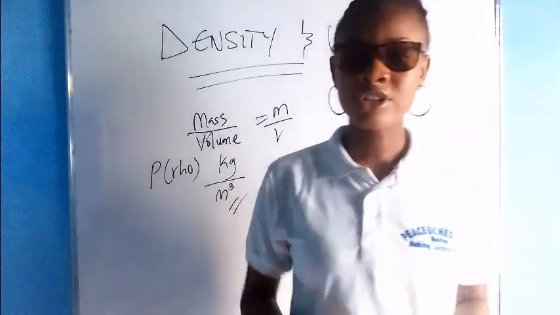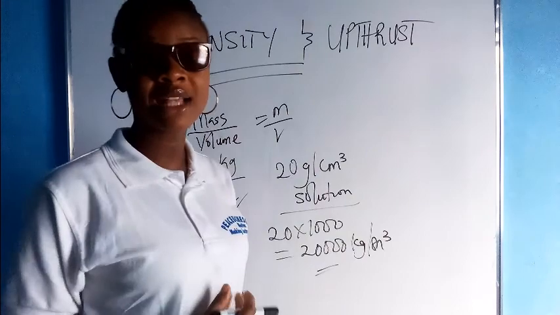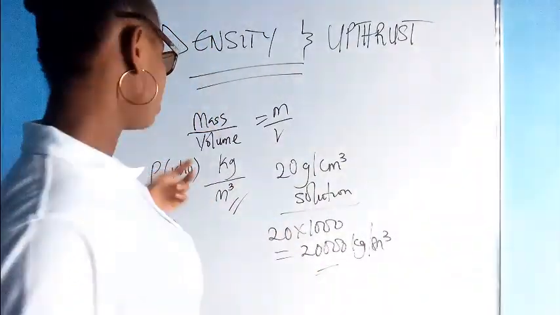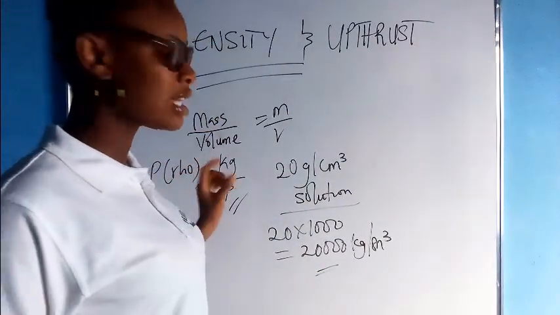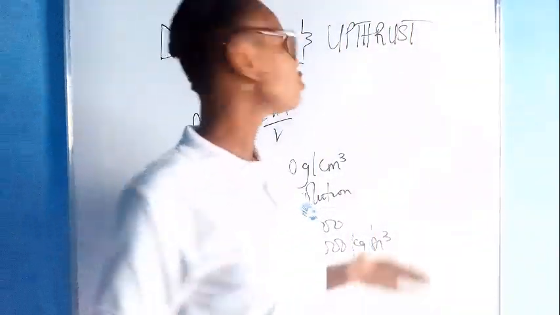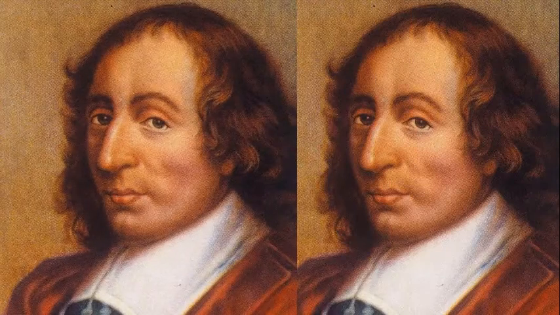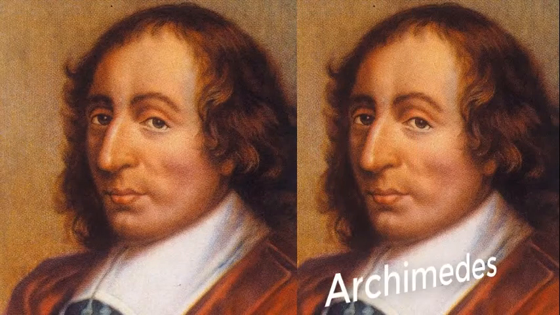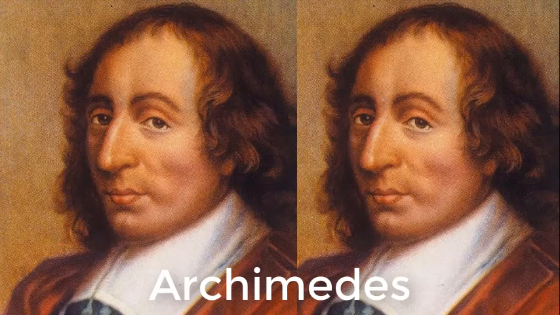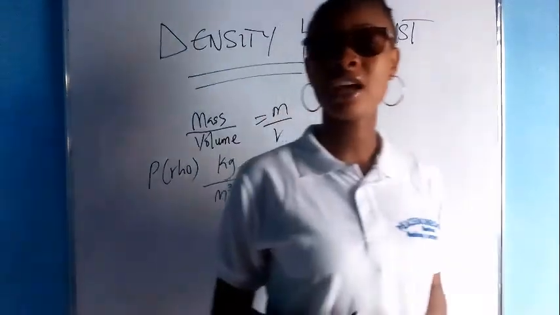Okay, so that's it with density. We've been able to define what density is as mass per unit volume. We looked at how we denote density and conversion to kilogram per meter cube. And going over to Upthrust, the person you're seeing on the picture there, that's Archimedes. It's this principle that I'll be using to have a better understanding of what Upthrust is actually all about.